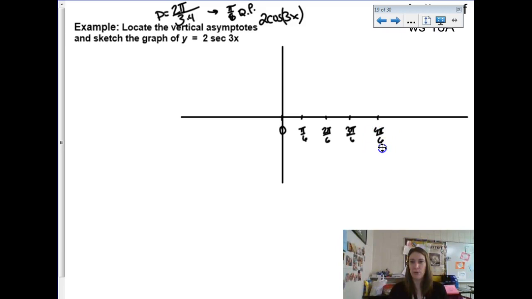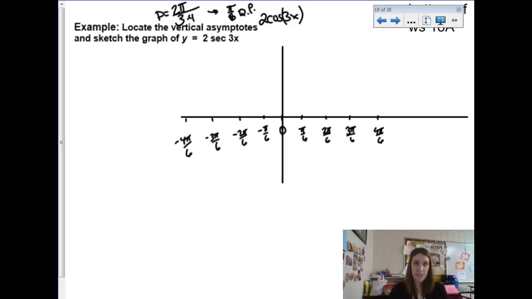No, we're good, because that's 2 pi over 3, and that's the period. Alright, so let's count backwards. Negative pi over 6, negative 2 pi over 6, negative 3 pi over 6, and negative 4 pi over 6.